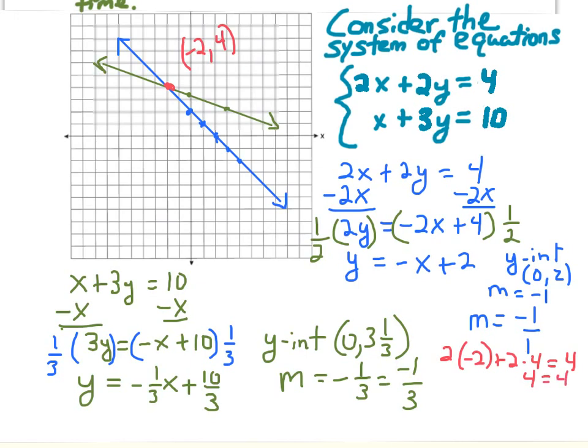And then when I try with the other one, I just substitute -2 in for the x, and then 3 times 4. Does that equal 10? It's -2 plus 12, so 10 equals 10. So you can see that works. So -2, 4 is my solution to that system of equations, and that's what we're looking for with all of these.